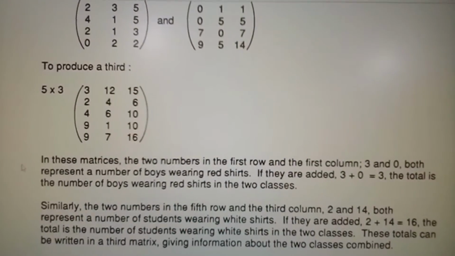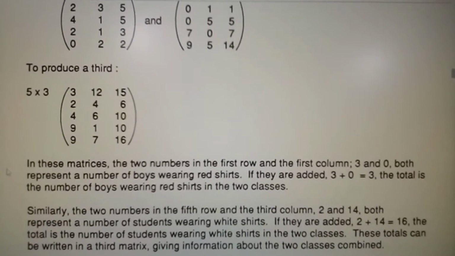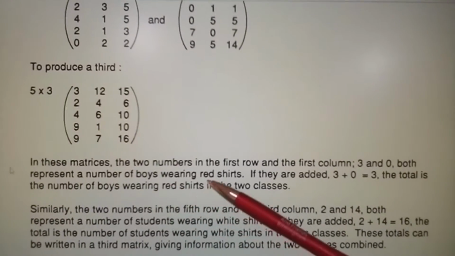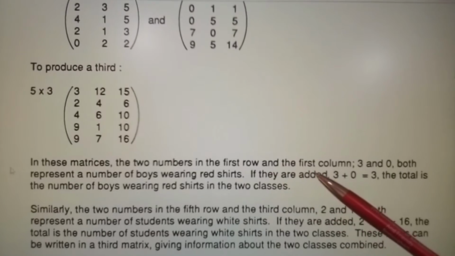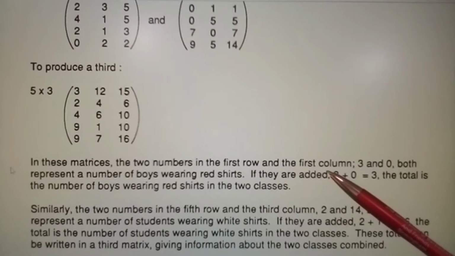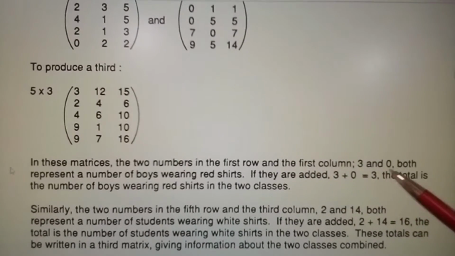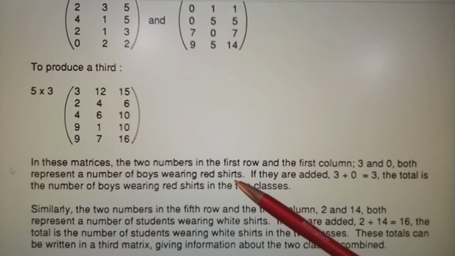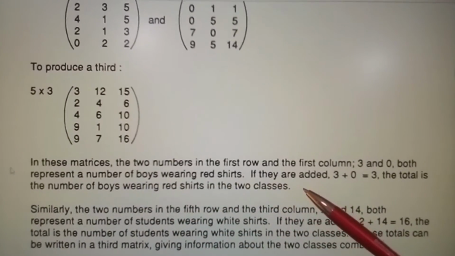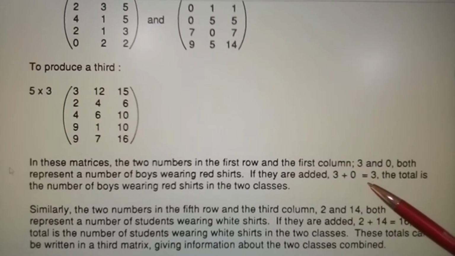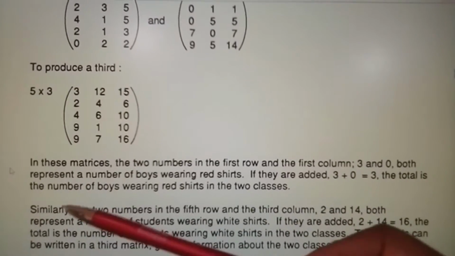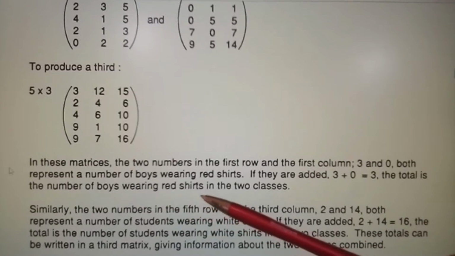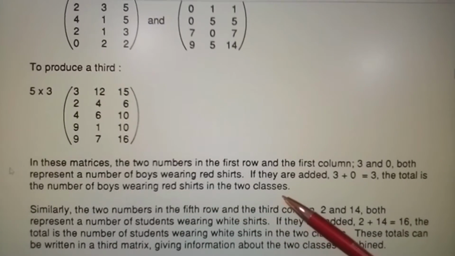In these matrices, the 2 numbers in the first row and the first column, 3 and 0, both represent a number of boys wearing red shirts. If they are added, 3 plus 0 equals 3, the total is the number of boys wearing red shirts in the 2 classes.